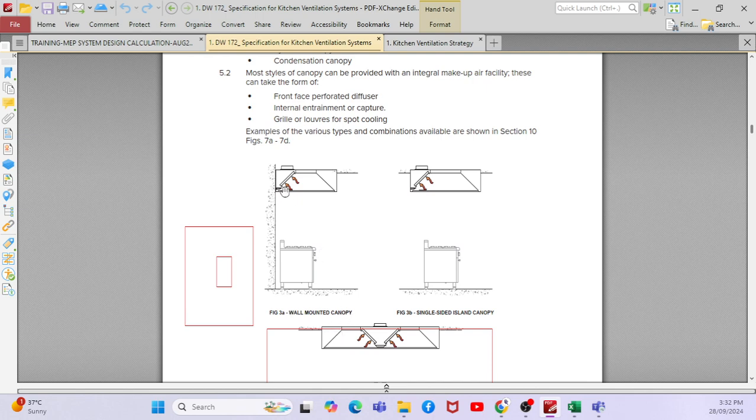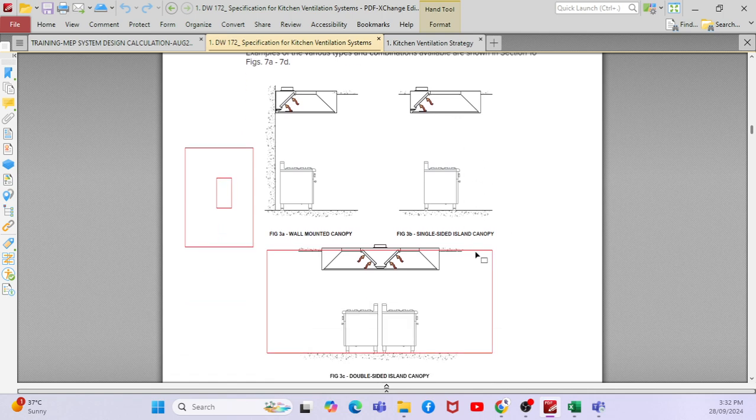Can you see the wall mounted canopy? This is the appliances, you can see the wall mounted, right? Okay, you can see the single-sided island canopy, where you have appliances and a canopy in the center of the room, where you have a single side. But when you say single-sided, you can see in this picture both sides, so the people can operate from both sides. Basically, the difference between these three is the operator's point of view as well.